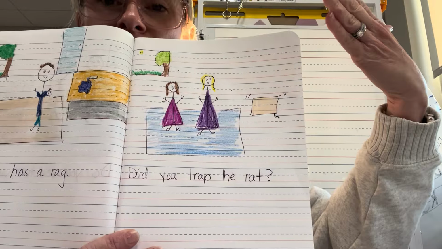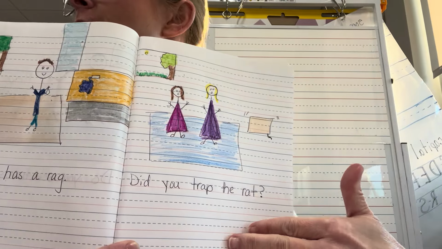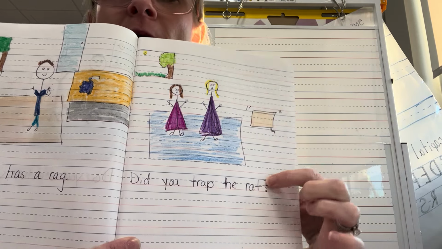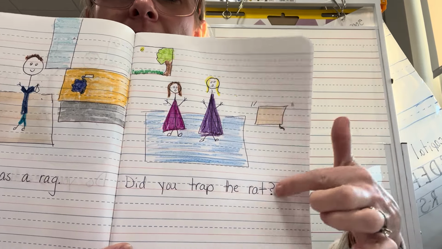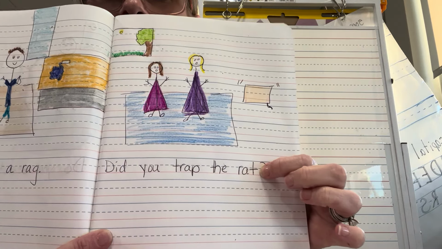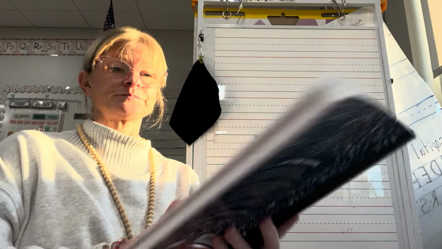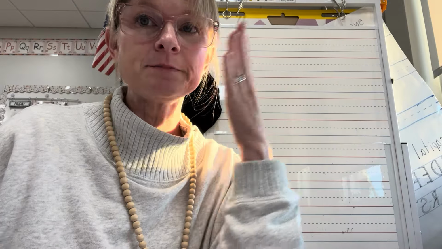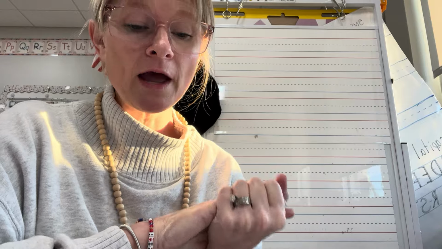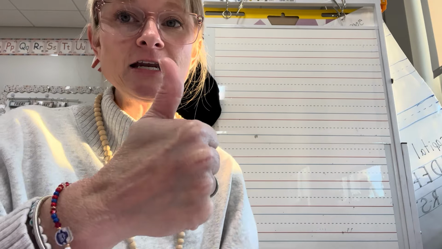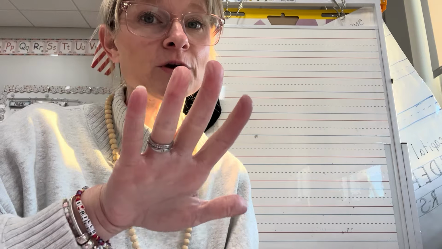So the top half of your paper is for your illustration. We should not take up the whole paper with our writing, because then you will not have a spot for your sentence. So the top half of the paper is for our illustration. The bottom half is for our writing. So the top half, we're illustrators. Bottom half, we are authors. All right, make sure you've opened up to the next blank page, and let's count how many words that we are going to write in our sentence today. So, did you trap the rat? We have 5 words that we're going to write today.